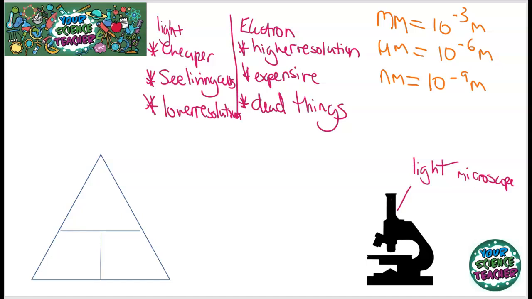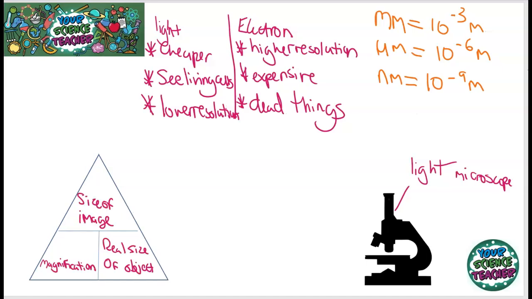After you have looked at something under a microscope, you might want to work out the actual size of the image, and to do that you need to use a calculation triangle. Using calculation triangles is a real skill, so I'm going to quickly show you how. If you wanted to calculate the real size of the object, which is usually what you do with a microscope, you cover it up with your hand or scribble it in, and you could do real size equals size of image over magnification.